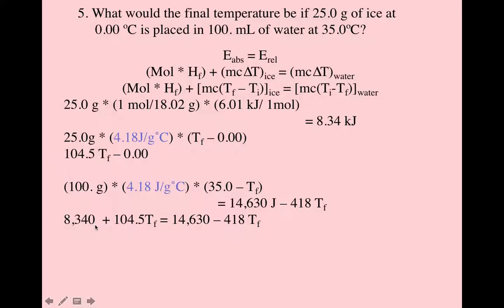8,340. I got rid of the units right here, but I'm going to bring them back and show them to you in a second. But it looks really scary when the units are in there. 8,340 joules plus 104.5 times TF equals 14,630 minus 418 TF.